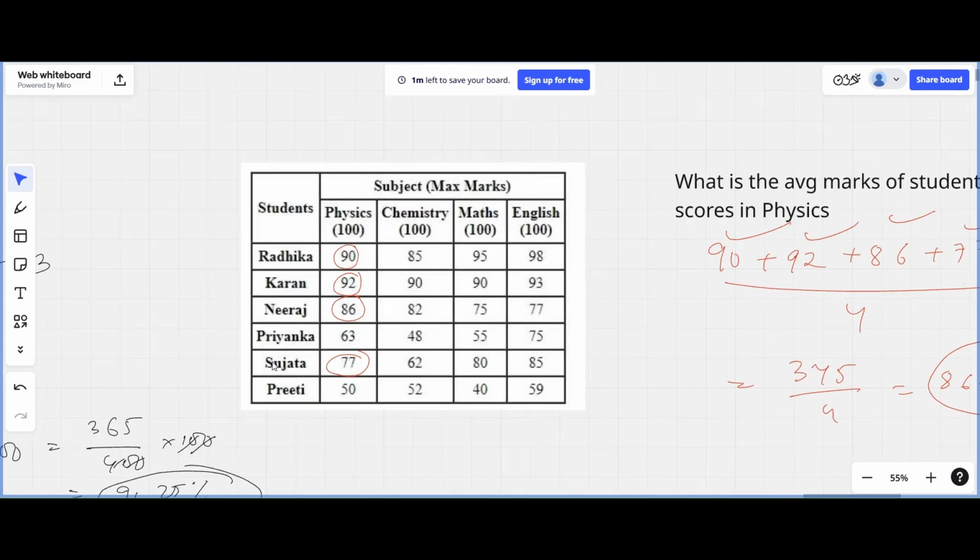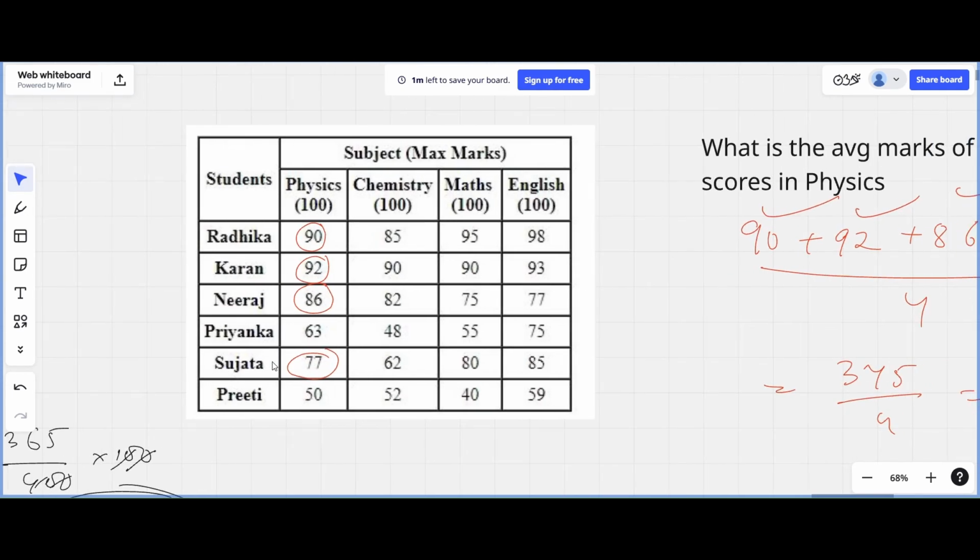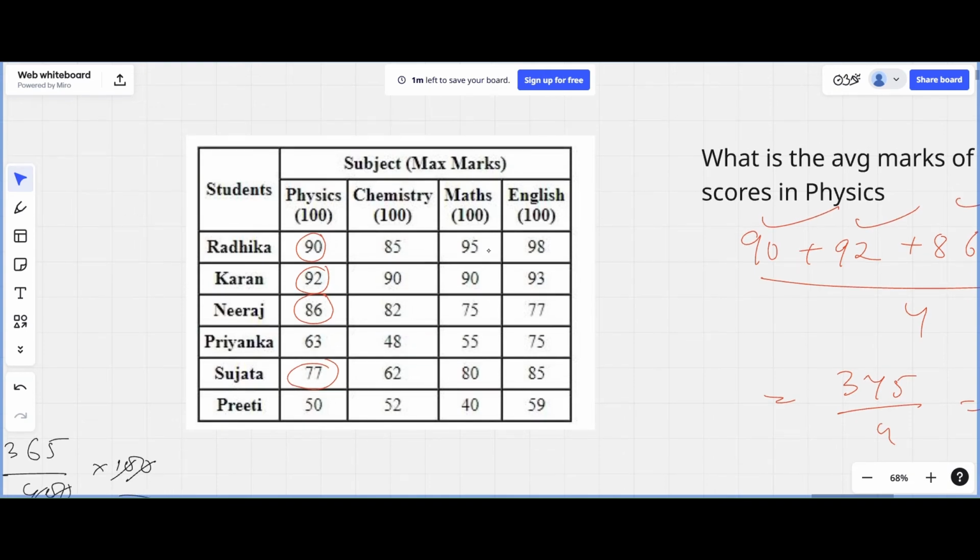Israt, can you hear me or not? Yes. Tell me the three best subjects of Niraj. 86. Tell me the name of the subject, naam bolo. Physics, 86. Okay. Chemistry 82. And maths 75. English 77. I'm talking about the three best subjects. Physics 86, chemistry 82, and English 77.